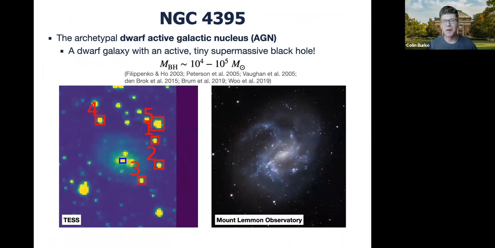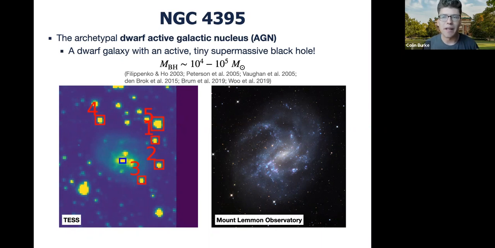So first, just to get started with my favorite galaxy, NGC 4395. One of my first projects as a graduate student was to use TESS light curves to look at AGN variability. TESS is a small satellite designed to study exoplanets from stars. So you wouldn't think it would be great to study quasar variability, but what's great about TESS is it has a really high cadence and really good quality photometry if the AGN is bright enough.